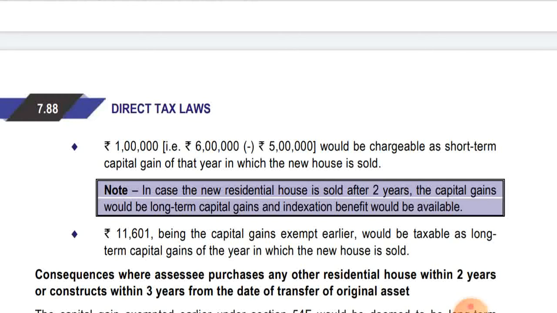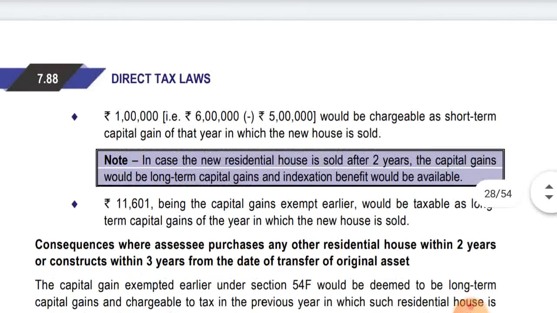That's simple. And they are also saying 11,601, being the capital gain exempt earlier, would be taxable as long-term capital gain. It will always be taxable as long-term capital gain, because when the exemption was given, it was long-term capital gain. And remember that 54F exemption is available only in respect of a long-term capital asset. So 11,601, being the capital gain exempt earlier, would be taxable as long-term capital gain of the year in which the new house is sold.